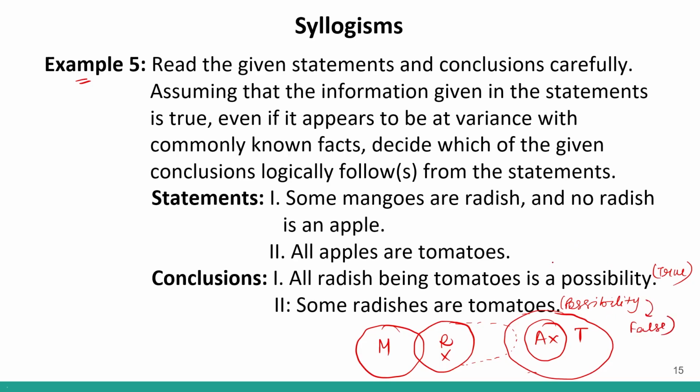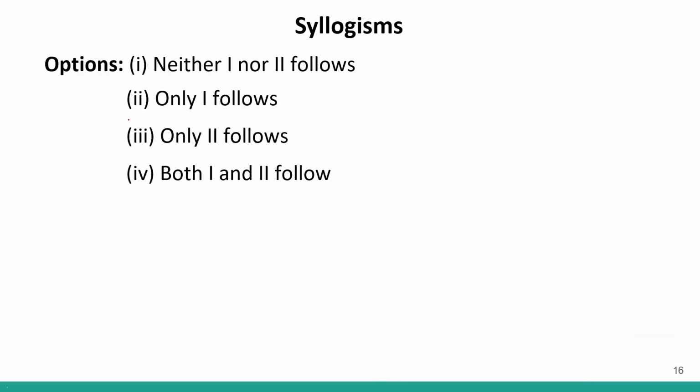Do you understand? If we add the words "is a possibility", then it is a true statement because we are considering it to be a possibility. Otherwise, we look at only definitely true statements. So conclusion number 2, even though it is a possibility, since there is no mention of it being a possibility, it is a false statement because this is not definitely true. So only conclusion 1 will be following. If I look at the options, option number 2 says only 1 follows. This will be my answer. Clear?